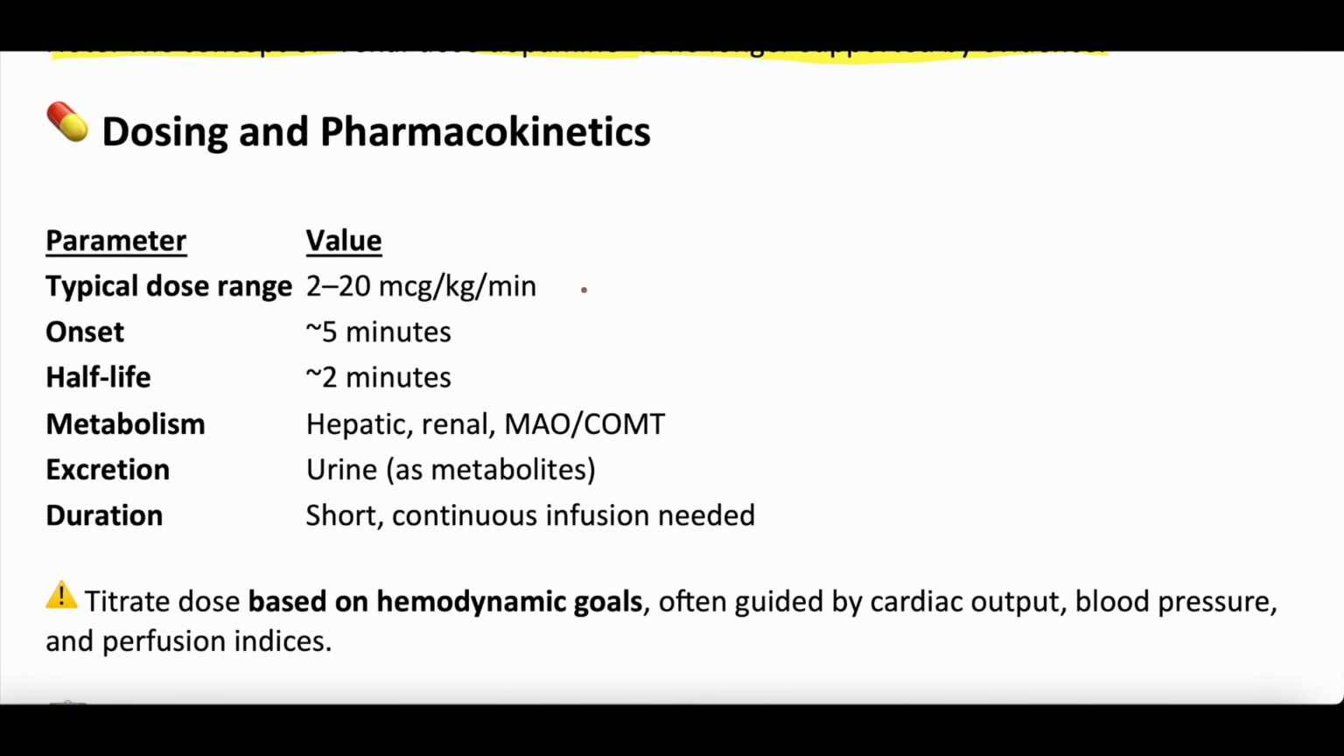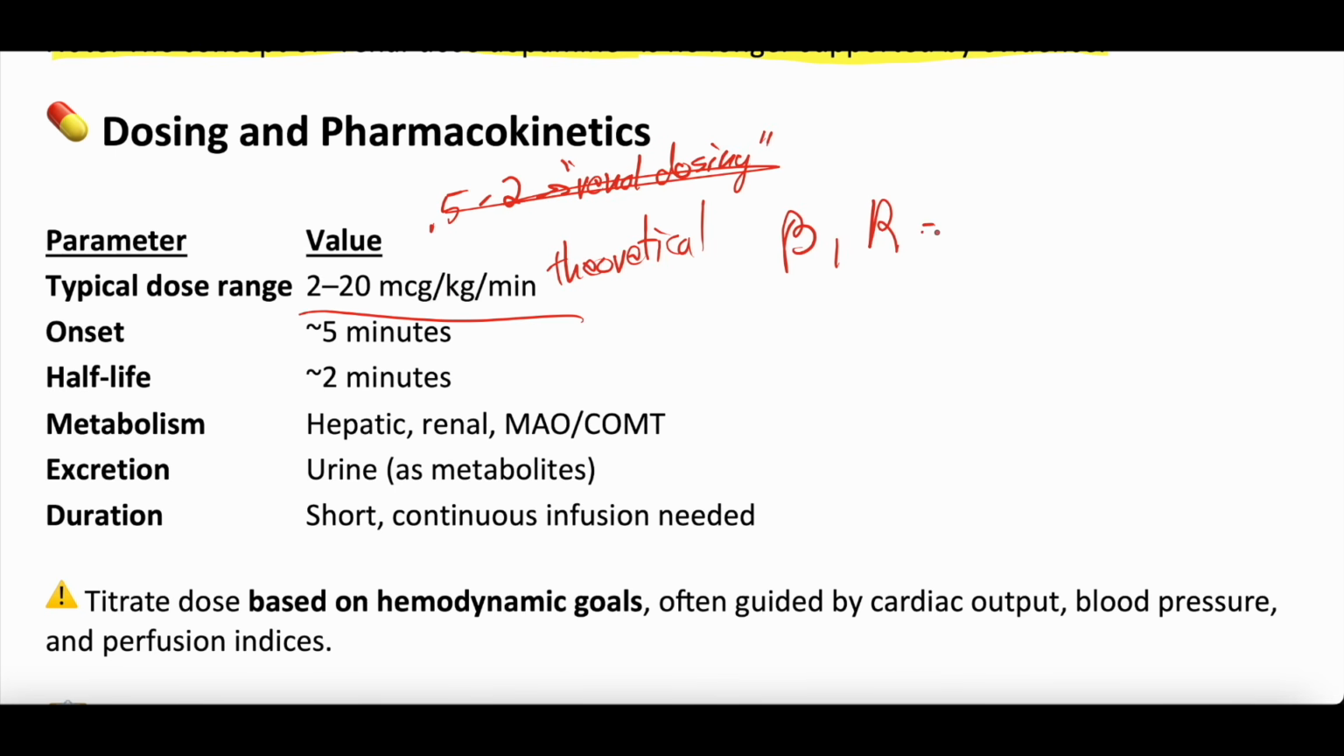Typical dosing range, although this is more theoretical, people use all sorts of different doses, but it's 2 to 20 micrograms per kilogram per minute. We talked about how that 0.5 to 2 was the old school kind of renal dosing that works on dopamine receptors in the kidneys. That is no longer a thing. So 2 to 20 micrograms per kilogram per minute, with the first 2 to 10 primarily being beta-1 receptor effects, and then greater than 10 being primarily alpha-1, at least more than beta-1 receptor effects.